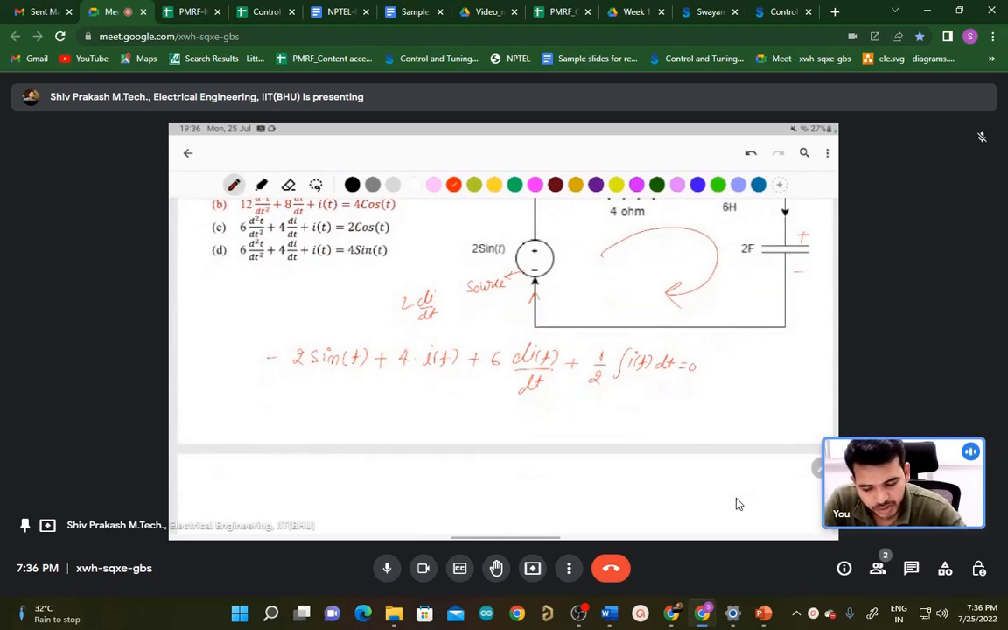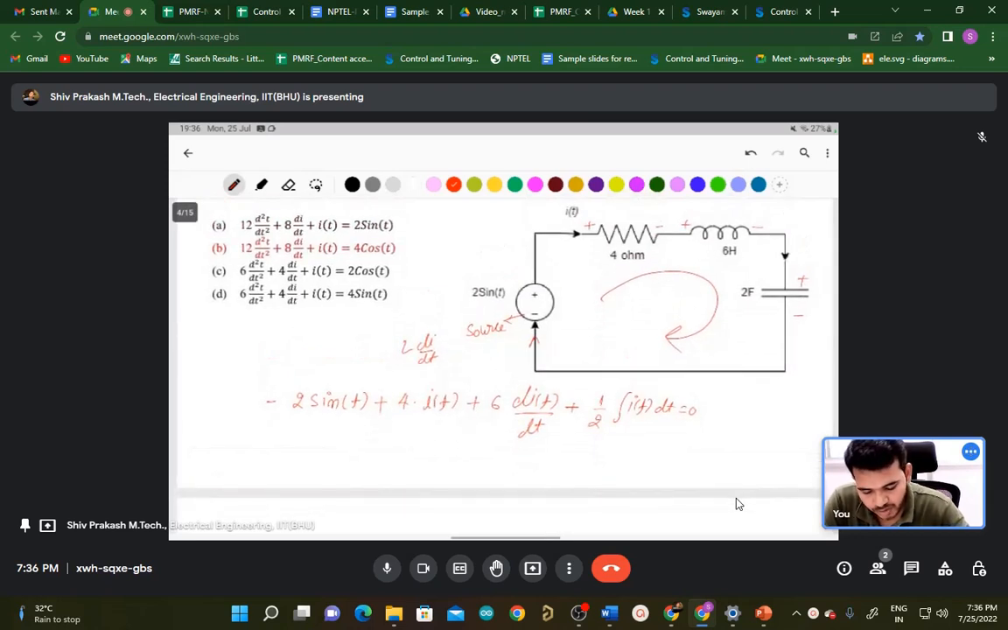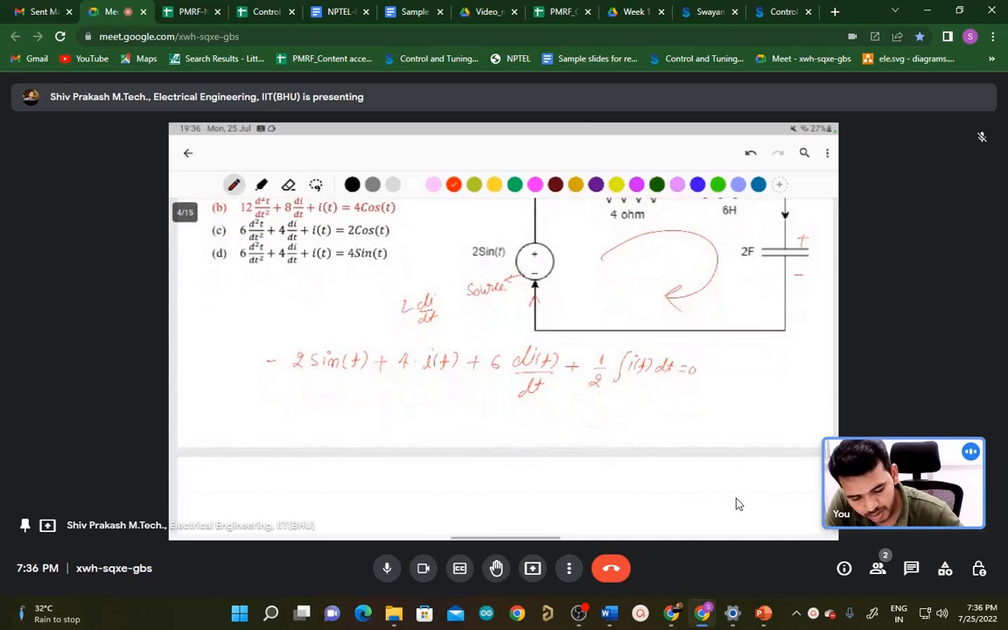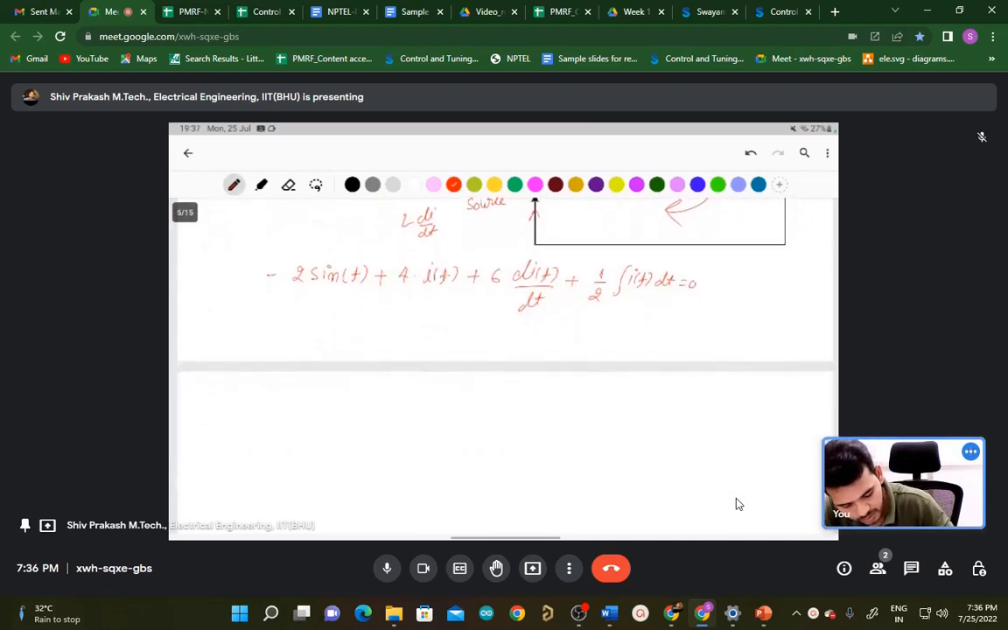KVL says that the algebraic sum of all voltages is 0. You can rearrange this: 6 di/dt plus 4i plus half the integral of i dt is equal to 2 sin t.